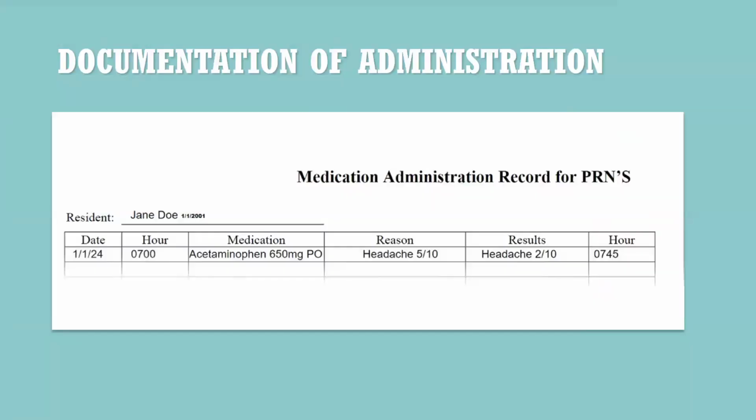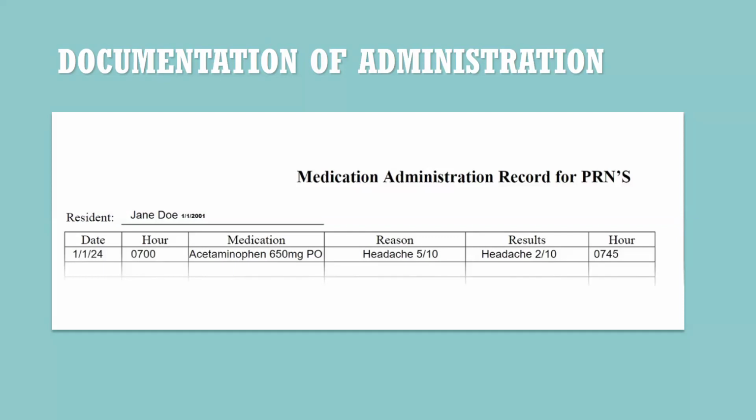And here's just an example of what documentation of a PRN medication would look like. Make sure that you indicate the date and time that the medication was administered, what medication was given and how much and how. So for this example, it was the Tylenol 650 milligrams by mouth. And then for the reasons, this client asked for the Tylenol because she was having a headache that she rated 5 out of 10 on the pain scale. Especially when you're giving a PRN, you want to be as specific for why you're giving it as possible.